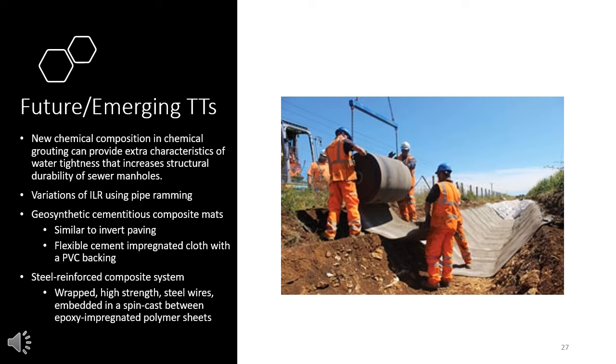Now, some of the emerging trenchless technologies that are coming up in the industry would include the usage of new chemical compositions in chemical grading, which can provide extra characteristics of water tightness, which increase structural durability of sewer manholes, variations of ILR using pipe ramming, and also use synthetic cementitious composite mats, as we can see on the picture on the right, which is basically similar to invert paving and which uses flexible cement impregnated cloth with a PVC backing.